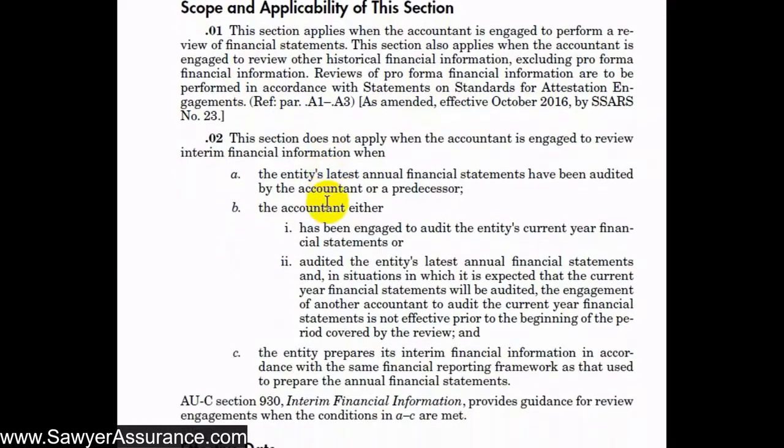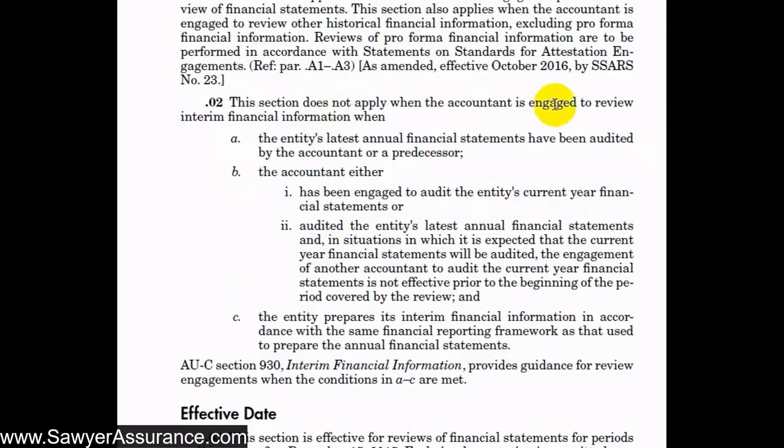This section also does not apply when the accountant is engaged to review interim financial information when that entity's latest annual financial statements have been audited by the accountant or a predecessor. So, for example, publicly traded companies are required to be reviewed quarterly, and that would be interim financial information where they've been audited on an annual basis. Actually, these types of reviews fall under the AUC sections for audits, as it says here, AUC Section 930. So those types of reviews do not fall under ARC Section 90A.